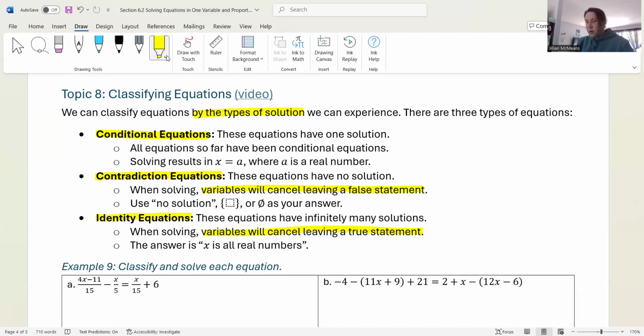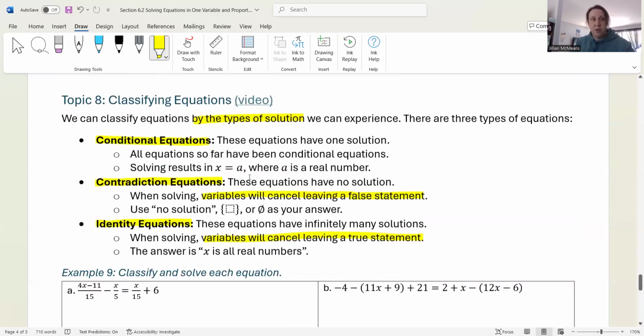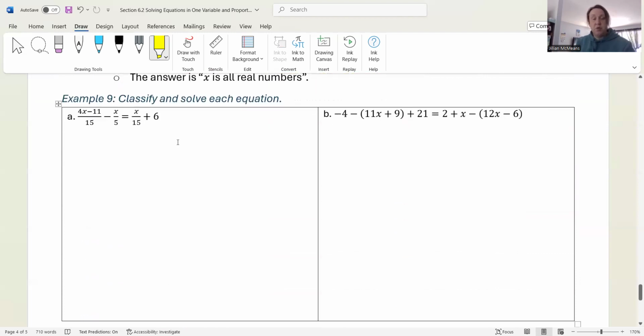Okay, so let's go ahead and just practice. We're not going to practice a conditional equation because we've done loads of those in this worksheet. We're going to look at a contradiction and an identity, okay? Now, the directions here, notice for example 9, they say to classify and solve. So if directions say to just solve, we're just looking for the solution. Some number, no solution, x is all real numbers, okay?